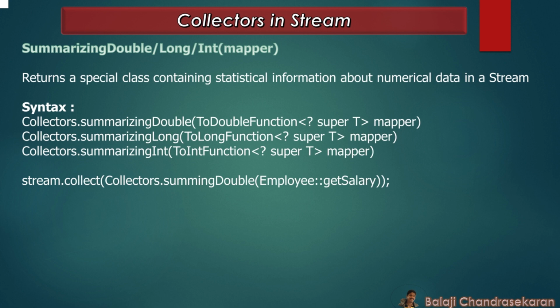In this example, the summarizingDouble collects statistical information about the salaries of employees. The DoubleSummaryStatistics object stats contains statistical data such as count, sum, min, max, and average salary. Similarly, summarizingLong and summarizingInt can be used for long and integer values respectively.